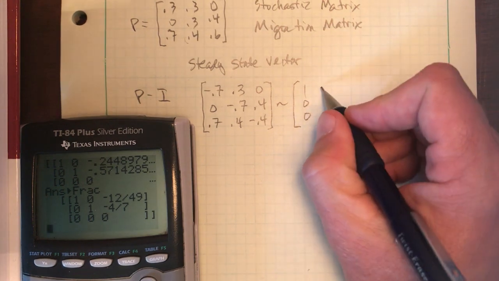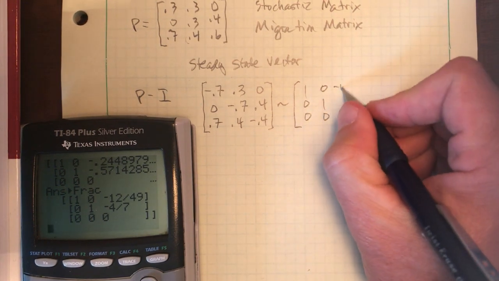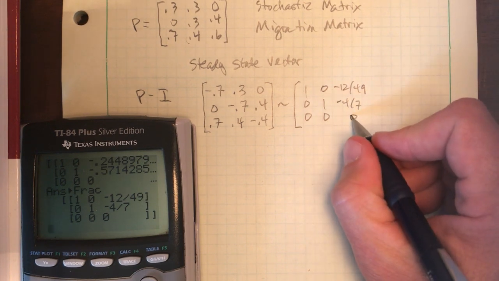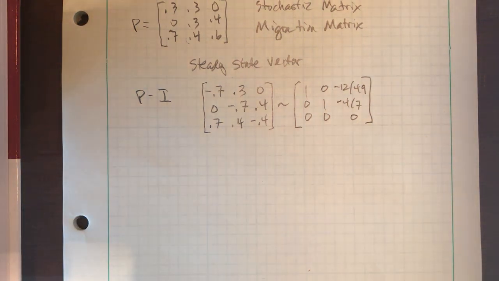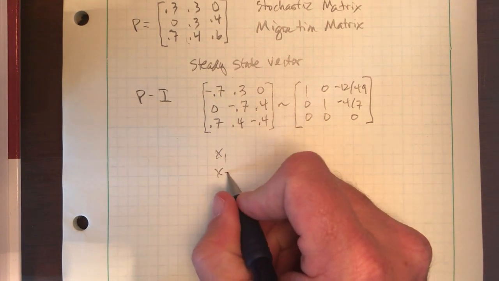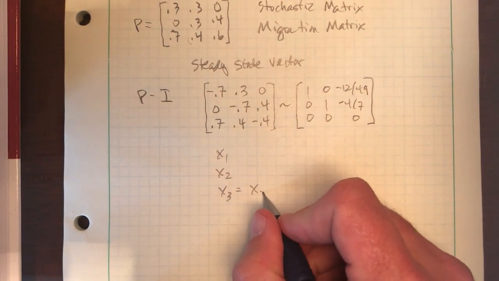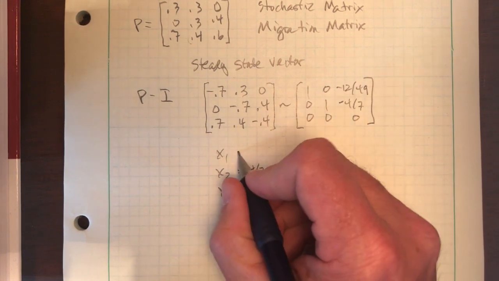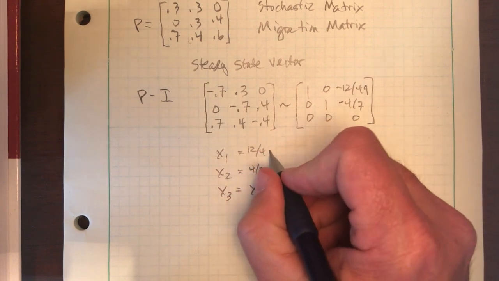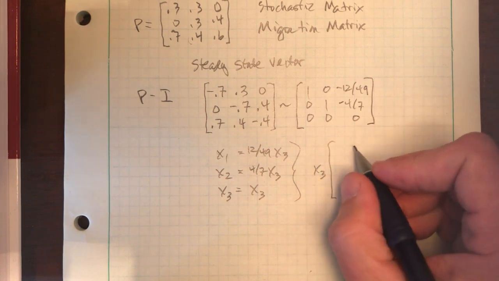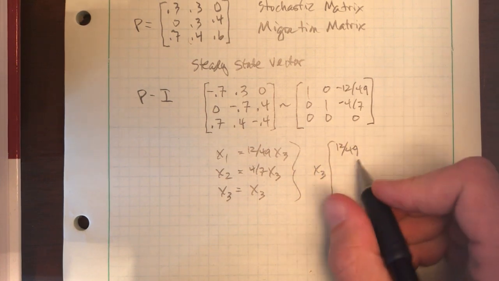All right, so let's return to this. We've got 1, 0, 0, 0, 1, 0, and the fractions negative 12/49, negative 4/7, and 0. Remember, you're going to want a free variable every time. That's where we're going to get our solution. So here we go. x3 is my free one. x2 would be 4/7 x3, and x1 is 12/49 x3.